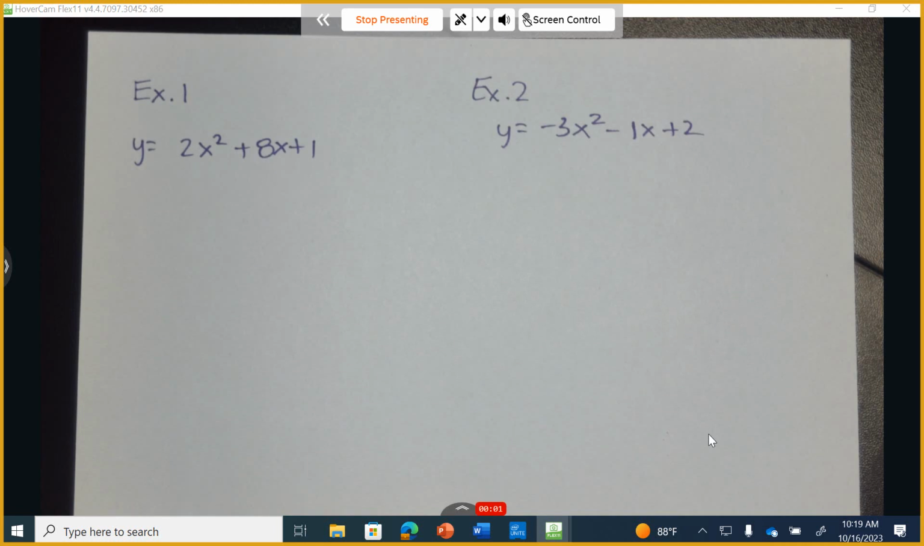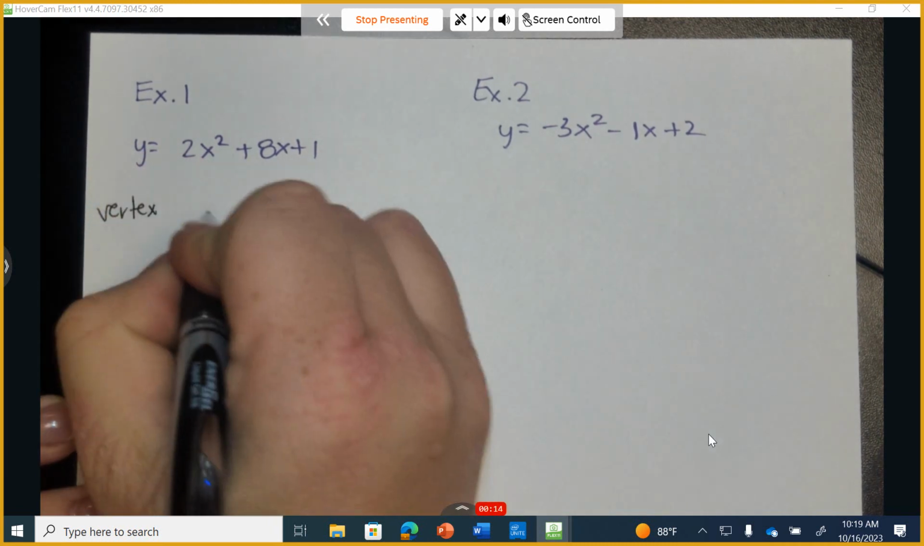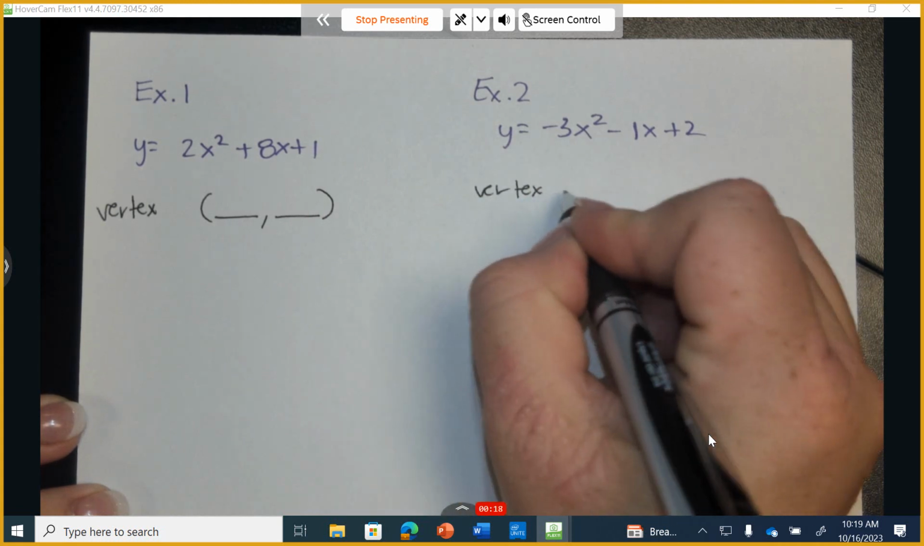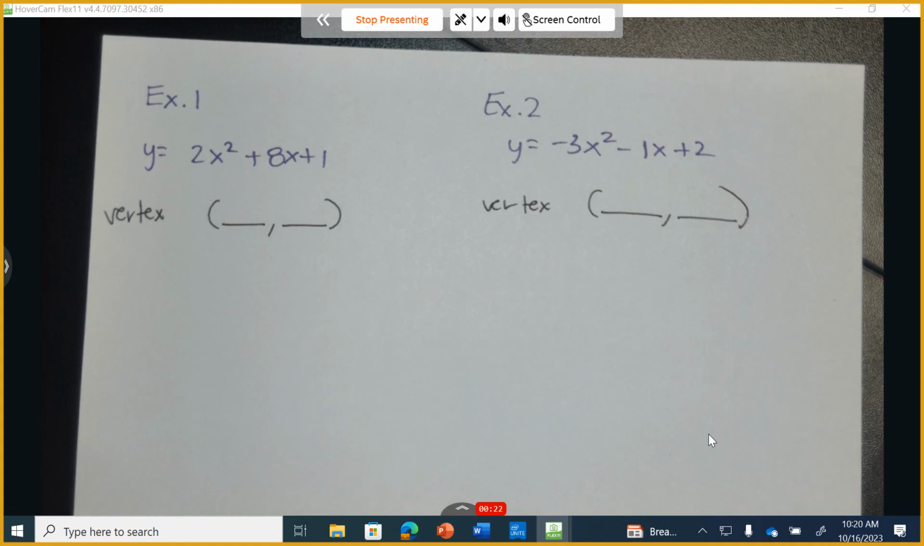Both example 1 and example 2 are in standard form. And so we're going to start right now by identifying what is the vertex. We're going to do the vertex for both problems. The vertex consists of an x-coordinate and a y-coordinate.